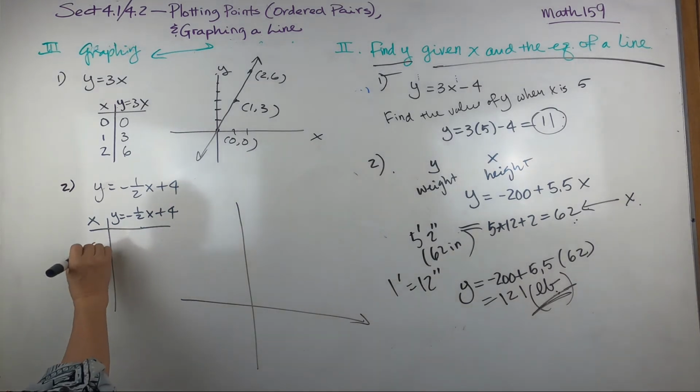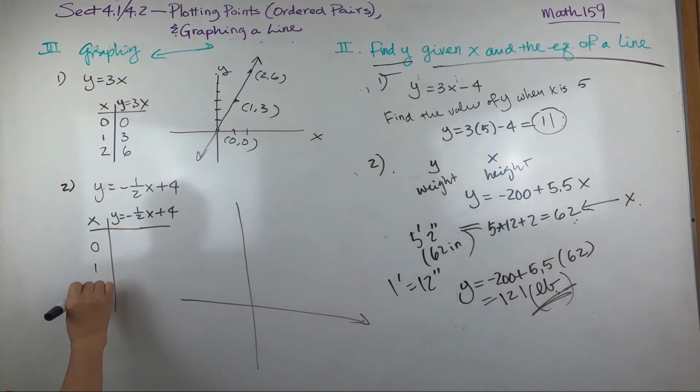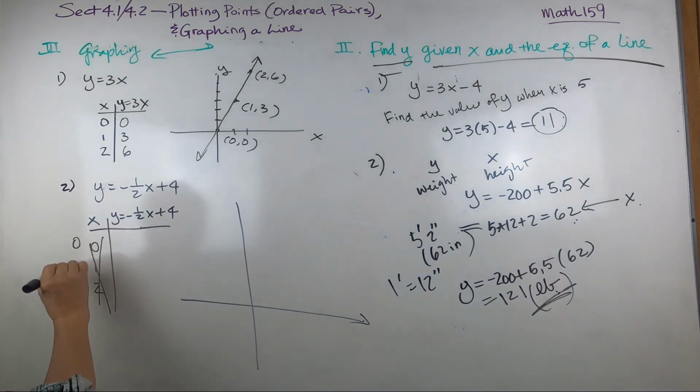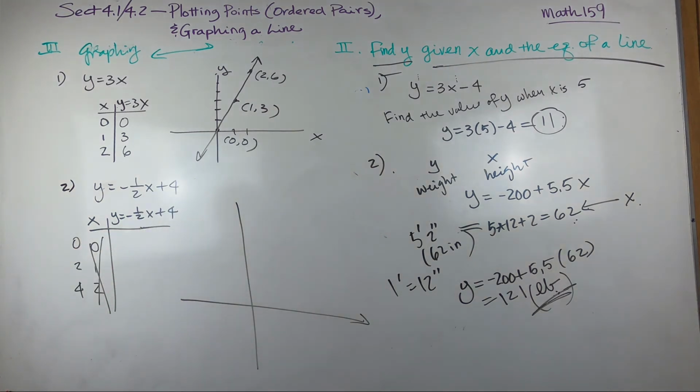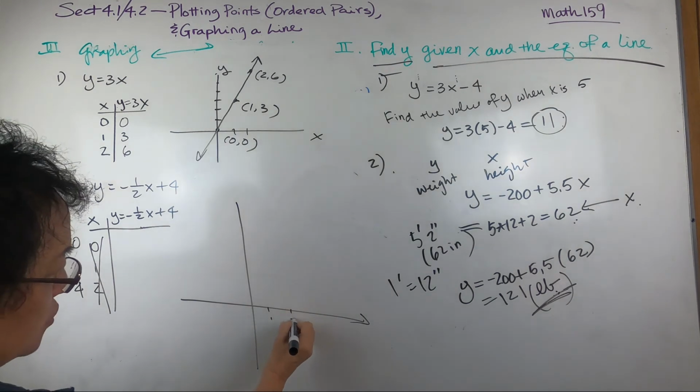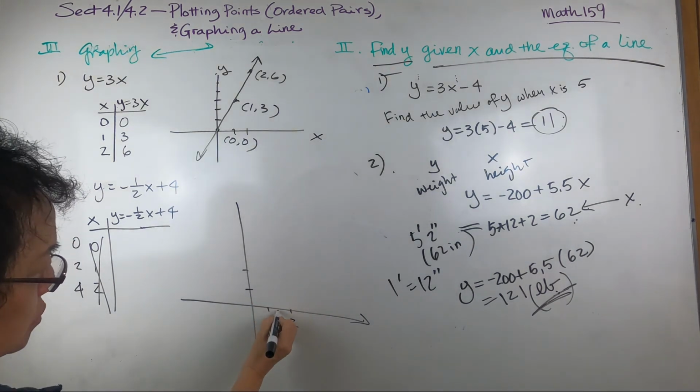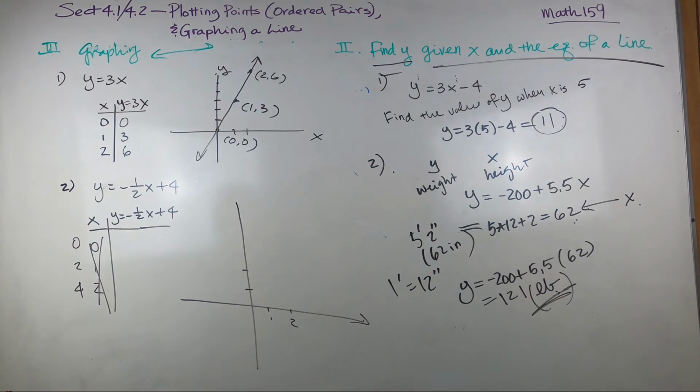And so you can use 0, 1, 2, or I prefer 0, 2, 4, because I'm going to multiply by half, so I don't want to deal with the decimals. Because if you have 1 and 2, then it's really hard to graph the half, especially on computer. You better find the whole number, better number, right?